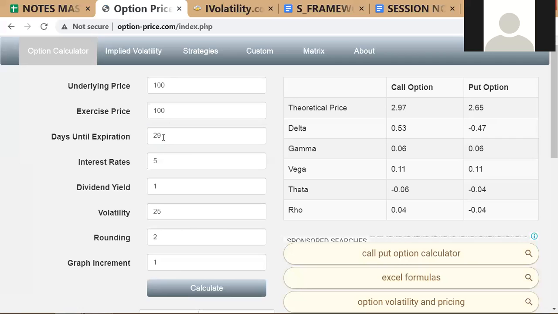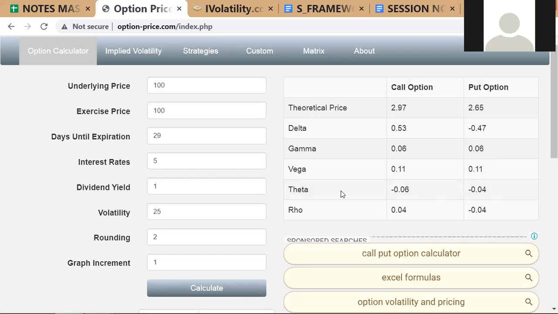So just in 1 day, if you had bought this option yesterday at 3.02, today, if nothing else changes, your option is worth 2.97. You already lost money because you were long the option. On the other side, the person who sold you the option has made money. So these Greeks are given for the long position side. That's why the theta is negative for both calls and puts. I didn't look at the put price, but when we moved from 30 days to 29 days, the put price would have also gone down.